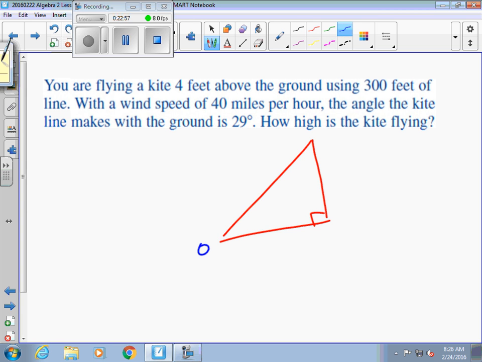So if your triangle looks like this, this is where you're standing right here, 4 feet above the ground. Remember, that's 4. You have to include that at the end. This is the kite line right here, 300 feet. This is the angle, 29 degrees. So we have two angles and the side. Do we have enough to solve the entire triangle if we wanted to? Angle, angle, side. We absolutely do. We don't want to solve the whole triangle, though. We simply want to find out how high this kite is flying. We want to find out what x is.